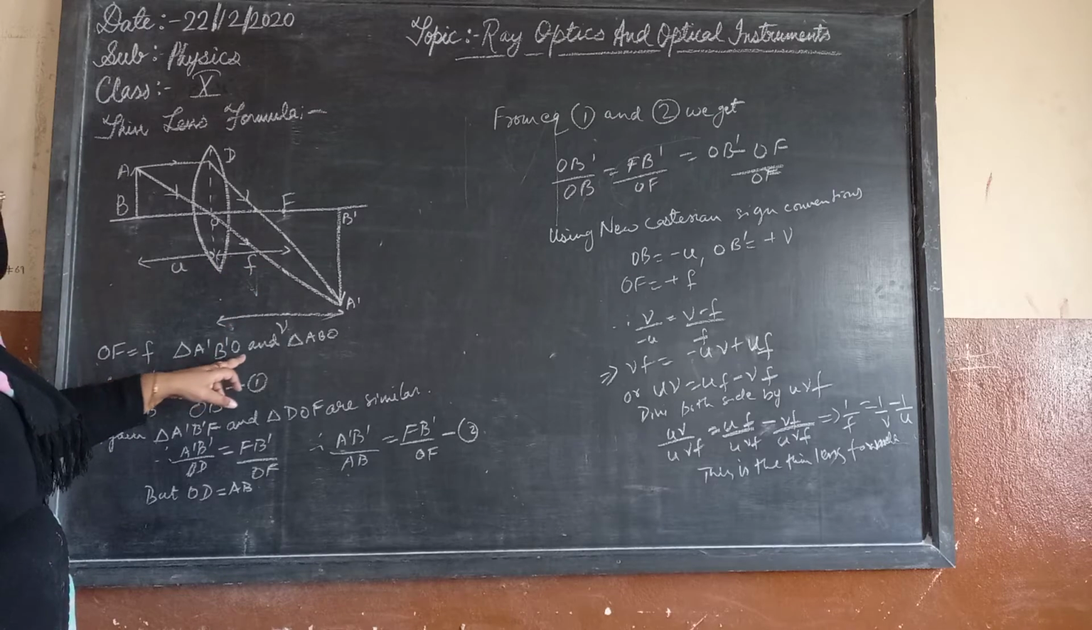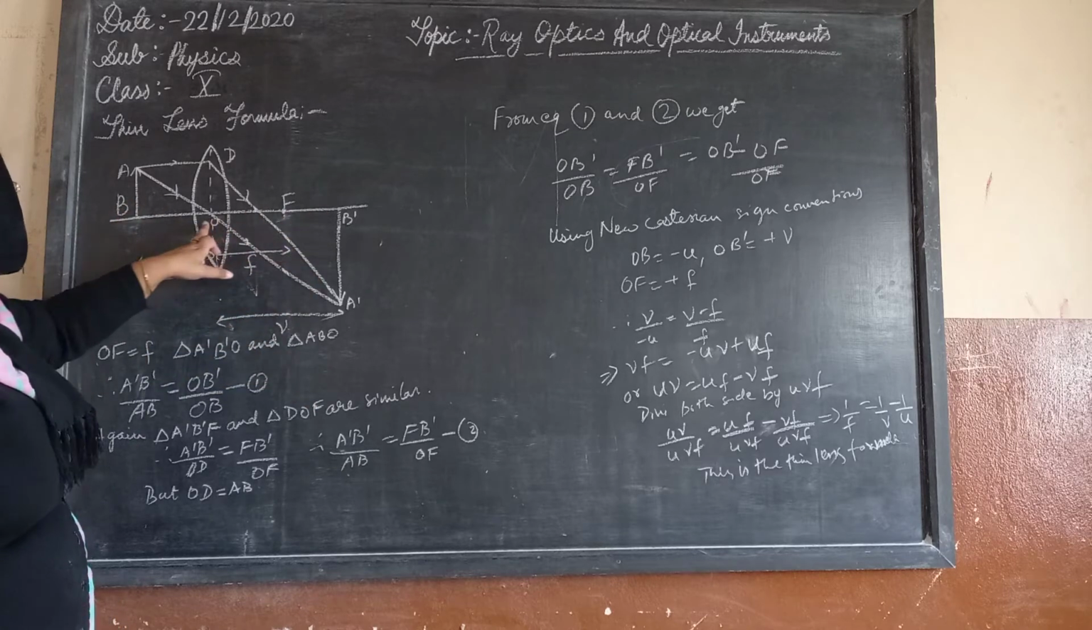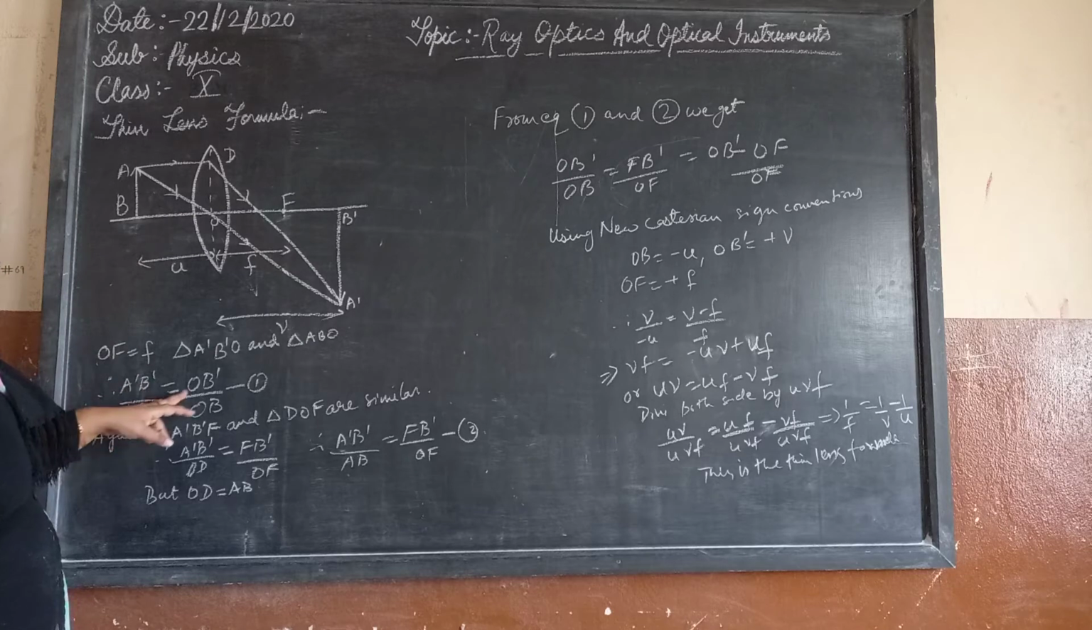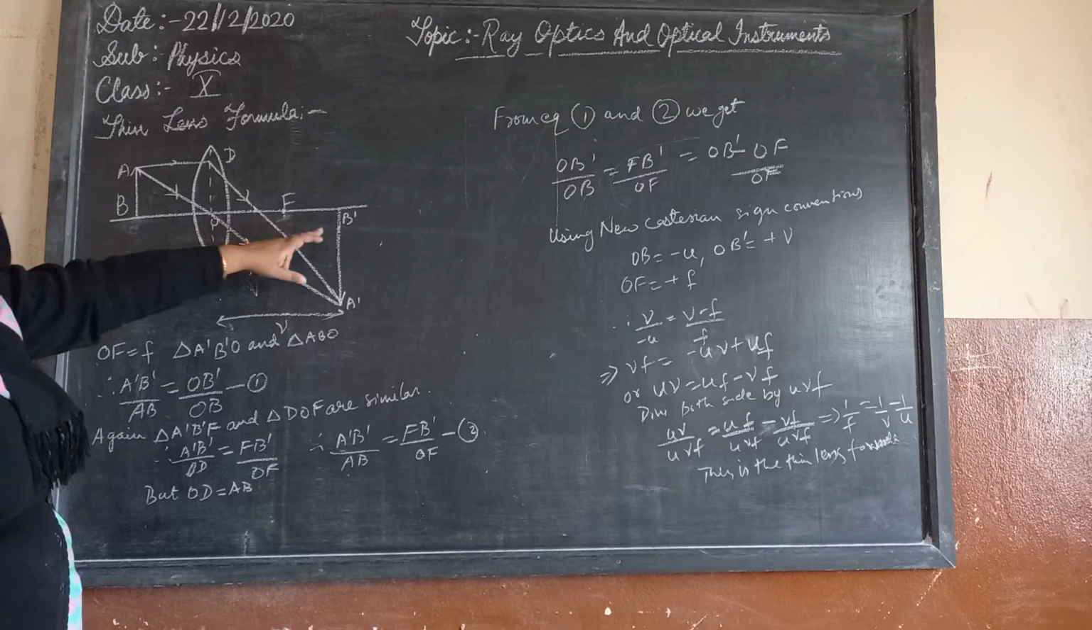Triangle A dash B dash O and triangle A B O. So A dash B dash upon A B is equal to O B dash upon O B. This is the first equation, where we have taken O B and O B dash.